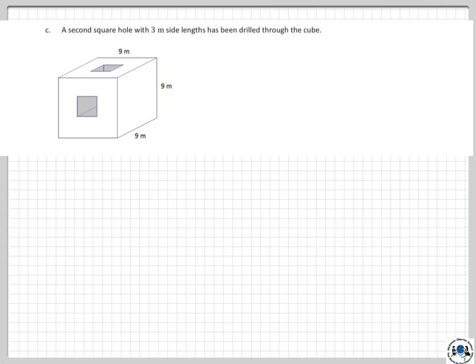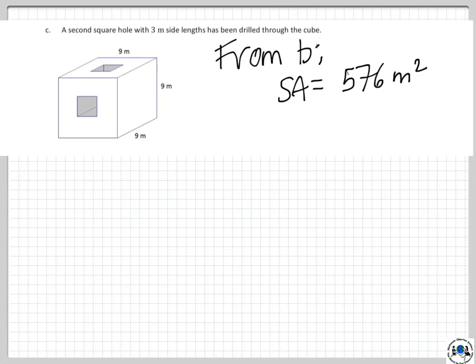Okay, so let's take a look at this one. From part B, we know we have our surface area of 576 square meters. So I can start right from there. Part B was just that one hole that was drilled down through the top to the bottom. So I have that.